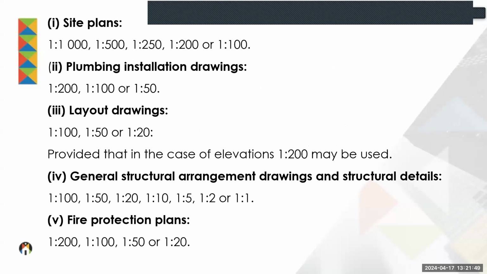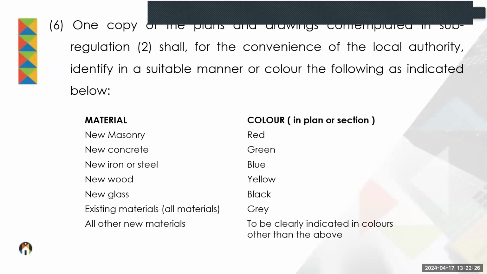Plumbing installation drawings, as you can see there, layout drawings. Layout drawings now include elevations and sections. General structural arrangement drawings and structural details. General structural arrangements will also refer to sections through buildings, and not just under the layout drawings, and then fire protection plans. So the basic rule here is the scale that you use must be such that you can show the detail so that it's readable by anybody else who's going to look at that.